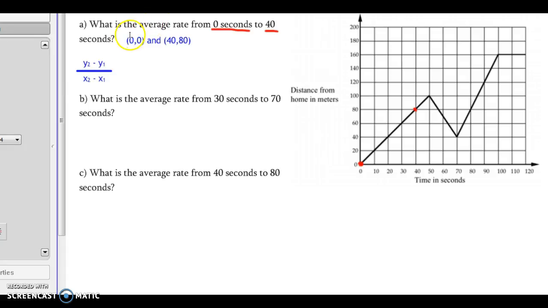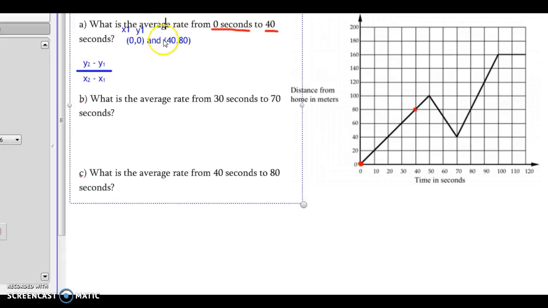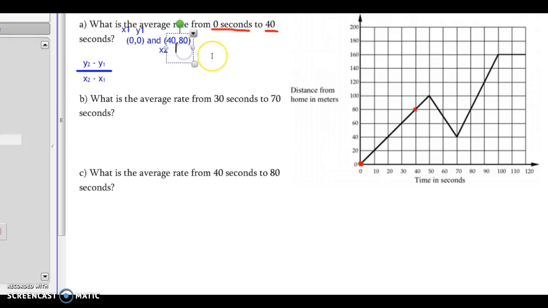So our first ordered pair is going to be, well, first pair, so this is x1, and this one is y1. So we have the x1 value is 0, the y1 value is 0. The second x value is here. It's given to us as x2, which is 40, and then y2, which is 80. The only reason I made those selections was because this is the second x value, and this is the second y value. Now I'm going to substitute in the values that I have.